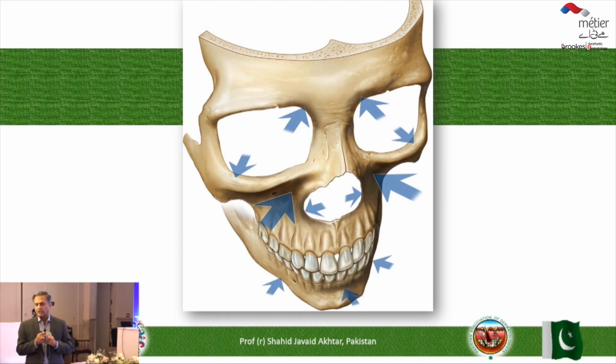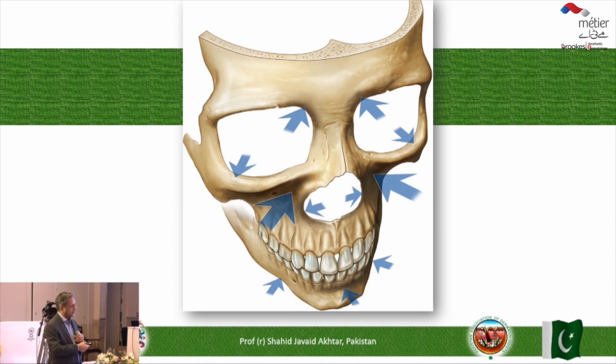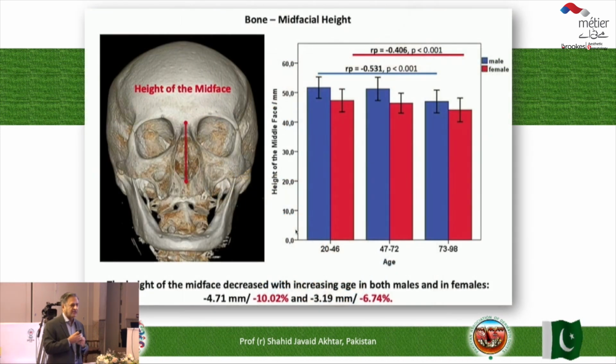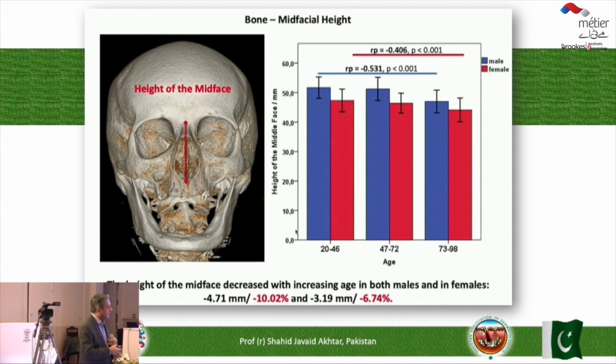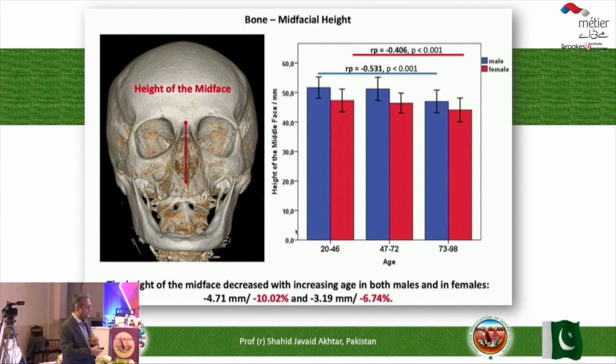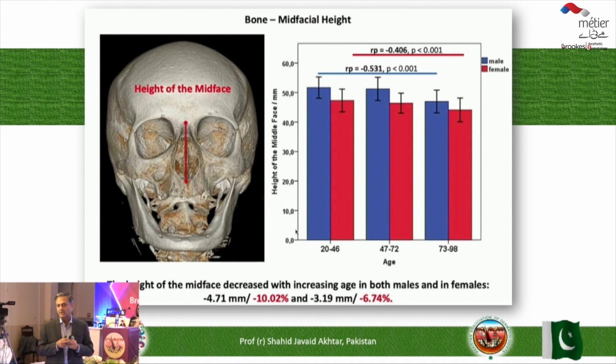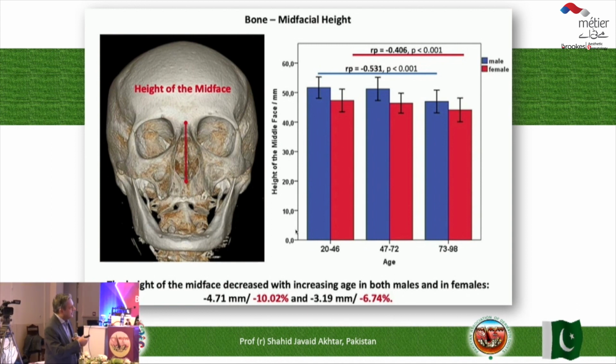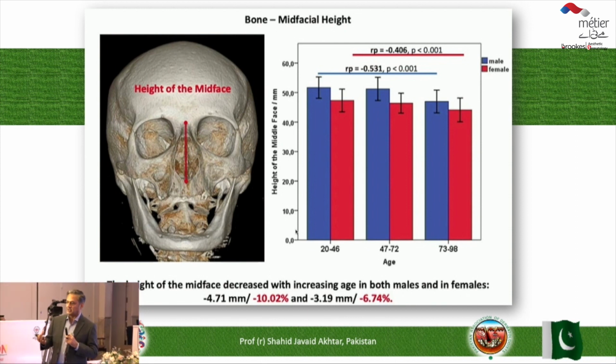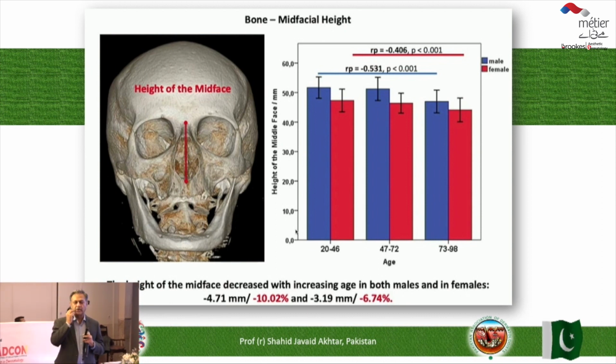These are the main areas which are resorbed during aging, especially the maxilla that retrudes, and that's why we inject in the deep medial cheek compartment. Scientific studies have shown that the height of the midface decreases by about 10% in males and about 6.7% in females by the age of 70. Since the height of the skull itself decreases, the overlying envelopes sag down and drop, and that's why we get jowling on the mandible.